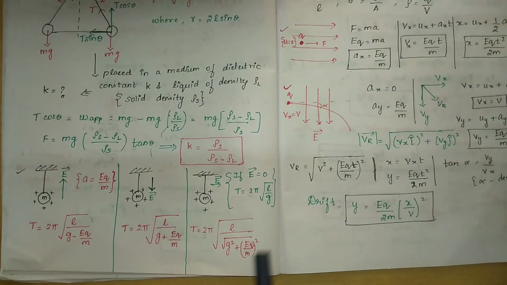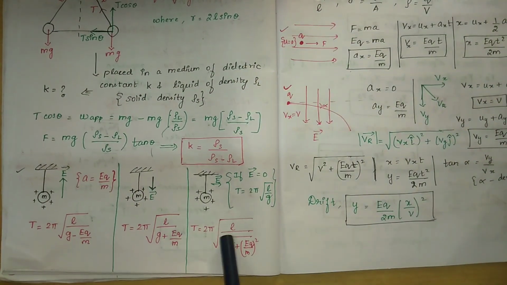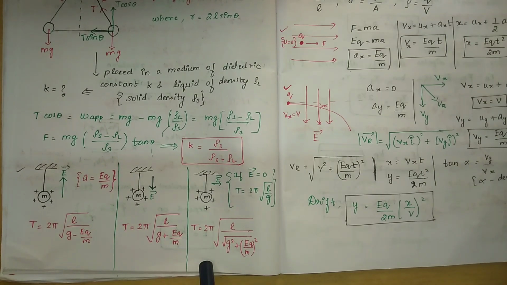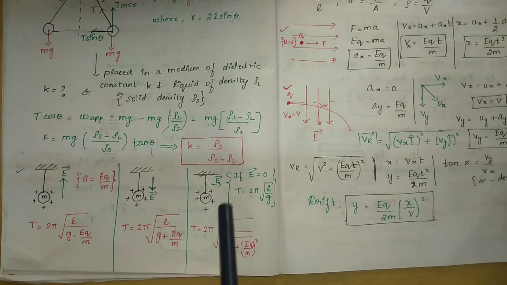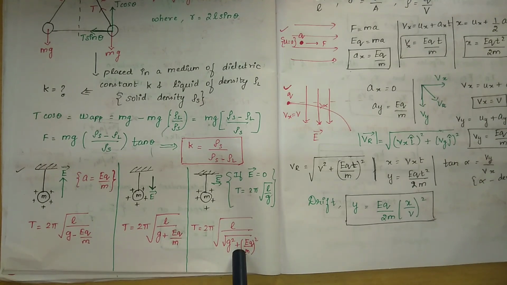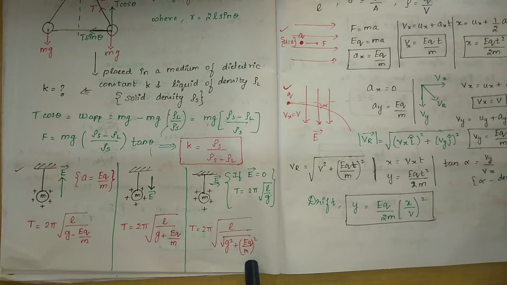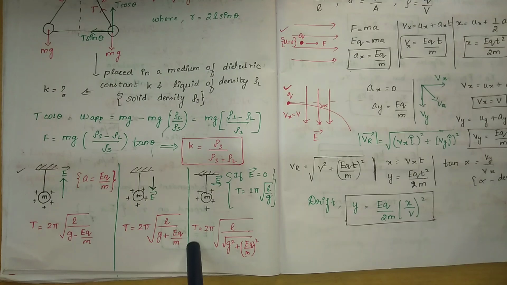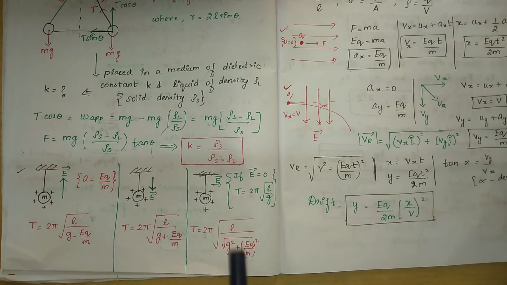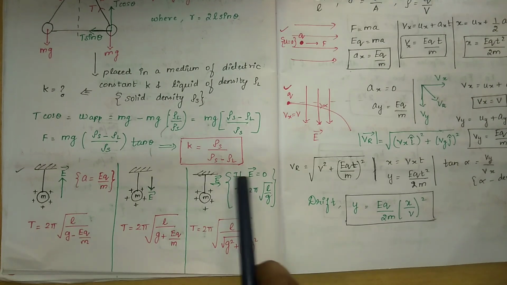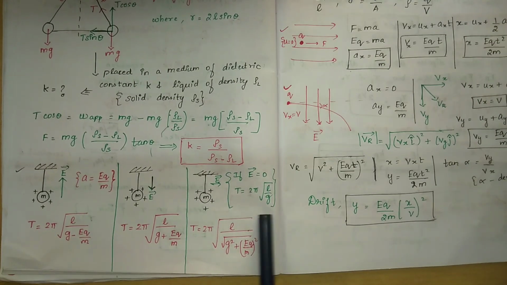Then if it is in the horizontal direction, the effective acceleration due to gravity becomes root of g square plus a square. A square is (EQ by m) the whole square. So time period will become 2 pi root of L by root of (g square plus (EQ by m) the whole square). If the electric field is 0, normally the time period is 2 pi root of L by g.